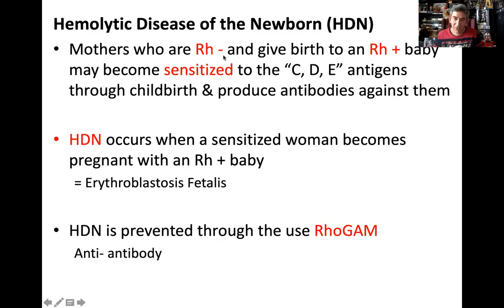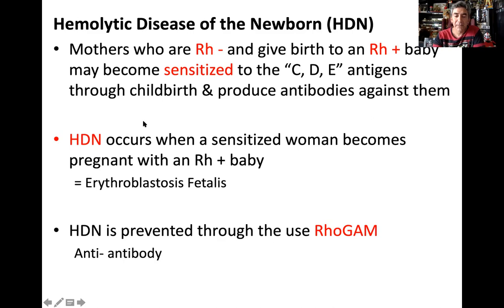So say mom, who her whole life had never seen RH positive, all of a sudden becomes pregnant with an RH positive child. So it's a beautiful little baby. But as far as the immune system is concerned, this is something foreign. This is an RH factor that mom's body has never seen. So the immune system starts to mount an immune response to it. So HDN occurs when a sensitized woman becomes pregnant with an RH positive baby.